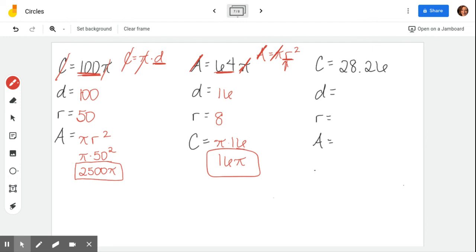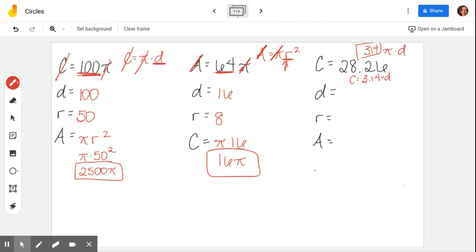Okay, one more. This time it doesn't have pi. So we're going to actually have to pick up our calculator and do a little bit of math. Circumference equals pi times d. I know pi is the same thing as 3.14, right? So this means to get the circumference, I took 3.14 times whatever the diameter is.